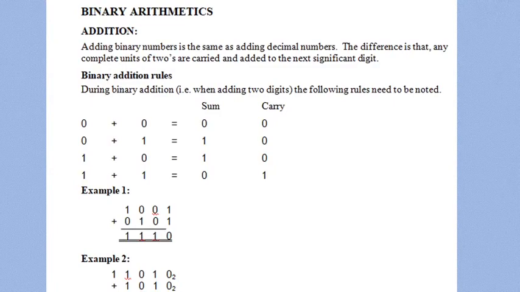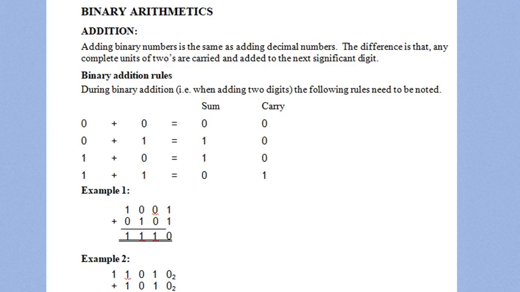Then from there, let's go to wrapping up our topic. We have binary arithmetic. Let's see how a computer performs addition in binary and also how subtraction is done. Let's start with addition in binary arithmetic. Adding binary numbers is the same as adding decimal numbers. The difference is that any complete unit of 2's is carried and added to the next significant digit.